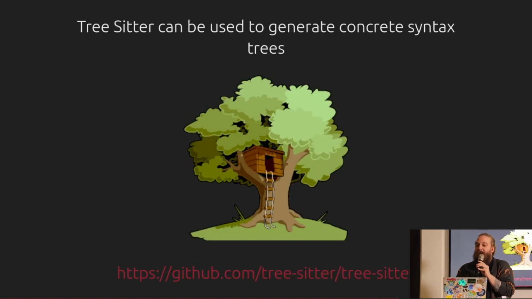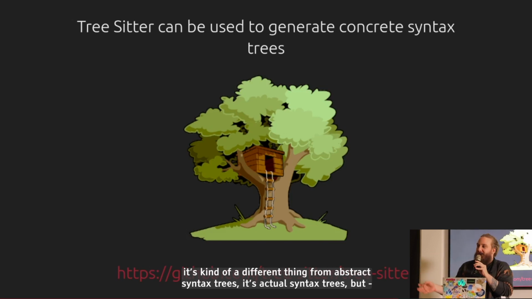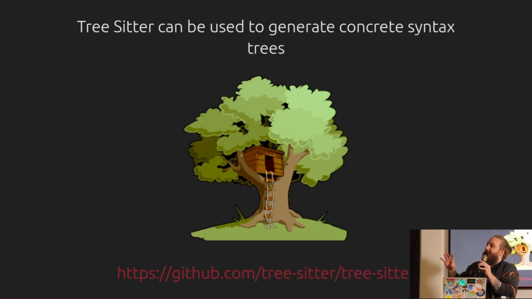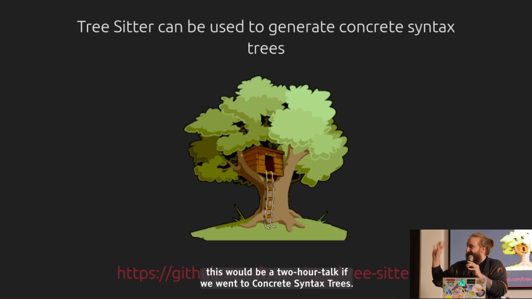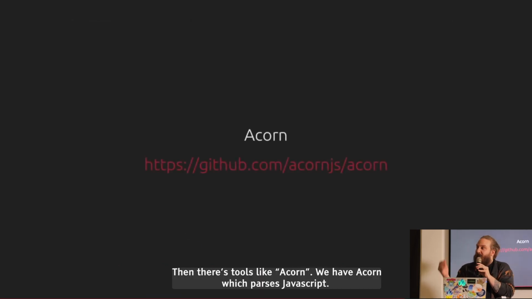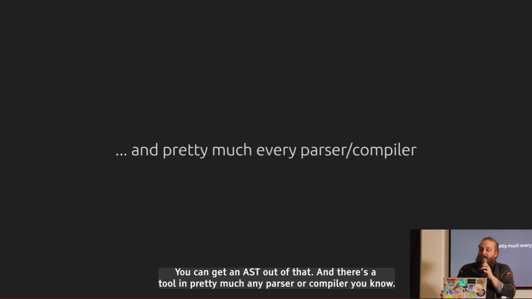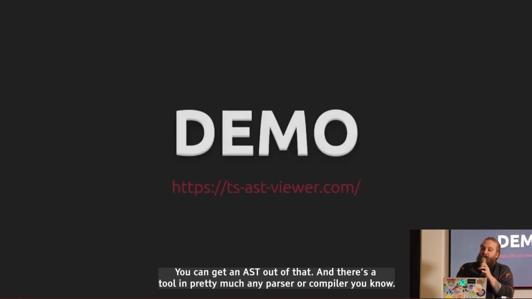It's a TreeSitter. And the difference here is it builds concrete syntax trees. It's kind of a different thing from abstract syntax trees. It's actual syntax trees, but this would be a 2-hour talk if we went into concrete syntax trees. So concrete syntax trees in general are able to be transformed into abstract syntax trees and handled there. Then there's tools like Acorn. We have Acorn, which parses JavaScript. You can get an AST out of that. And there's a tool in pretty much any parser or compiler you know.